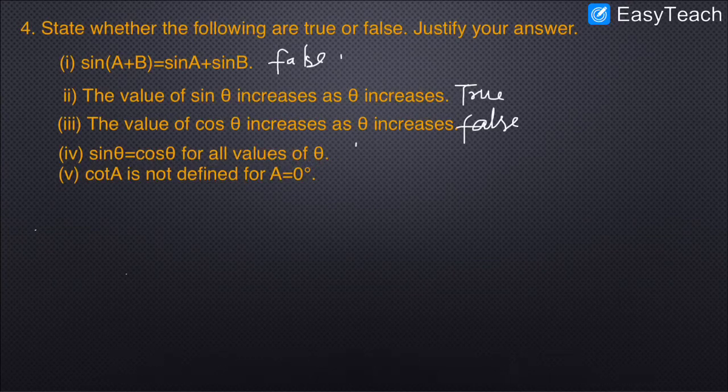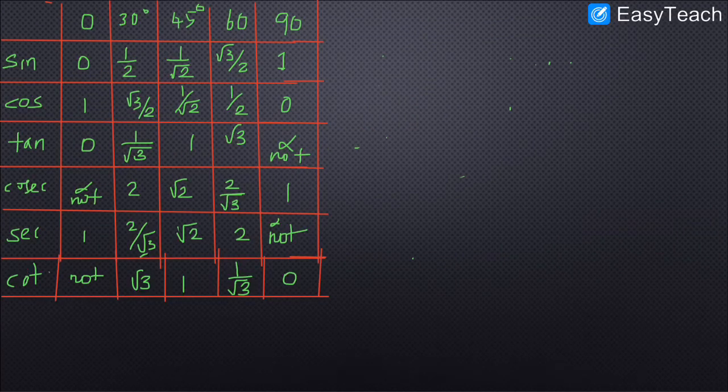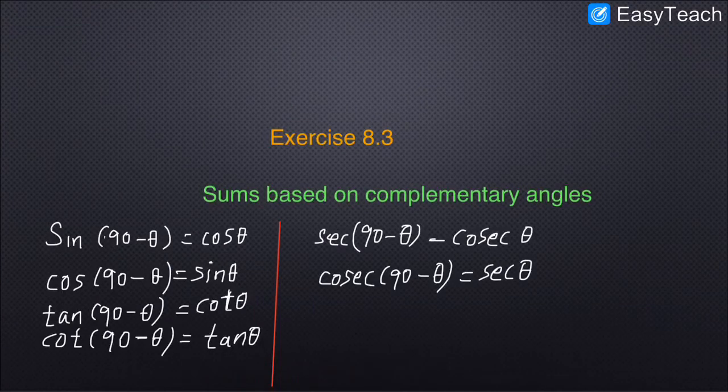Next, let's move on to exercise 8.3. So here the problems are based on complementary angles. I have written the complementary angles here. Just to recall: sin 90 minus theta is cos theta, cos 90 minus theta is sin theta. So sin and cos are always paired together, same as tan and cot. Tan 90 minus theta is cot theta, cot 90 minus theta is tan theta, and secant 90 minus theta is cosecant theta, and cosecant 90 minus theta is secant theta. So these are the things we need to memorize to start this exercise.